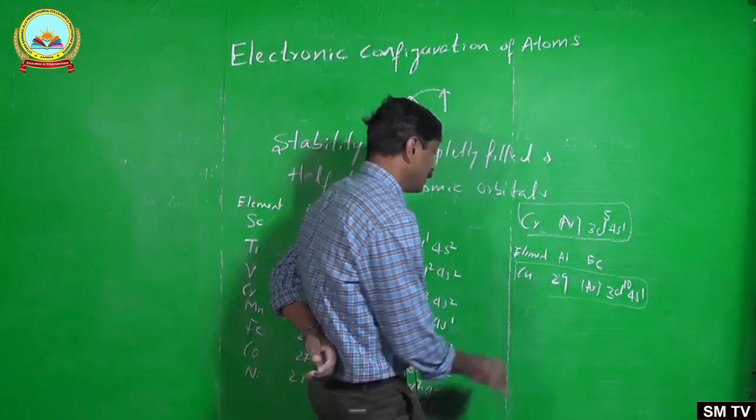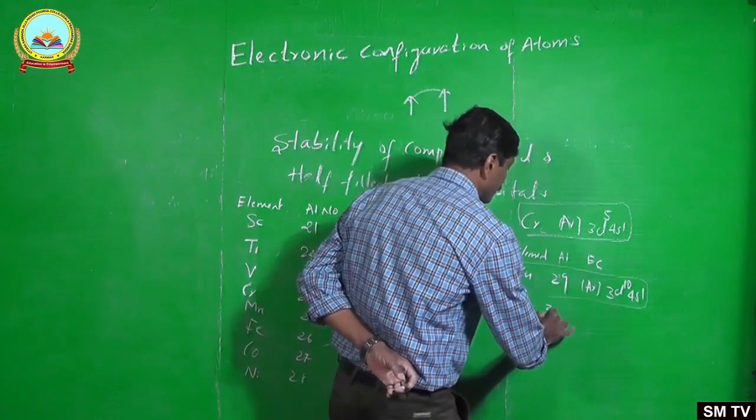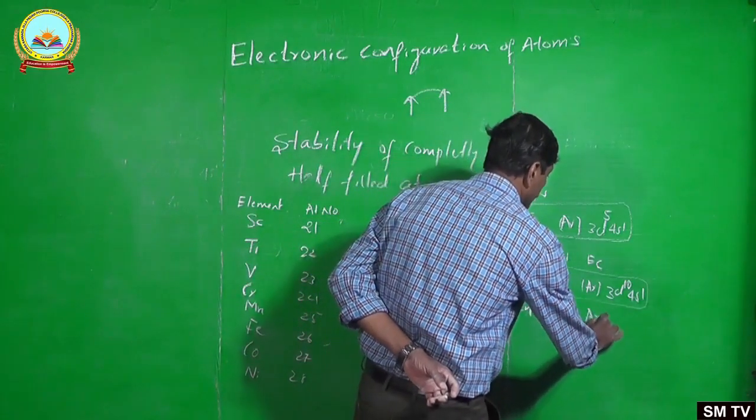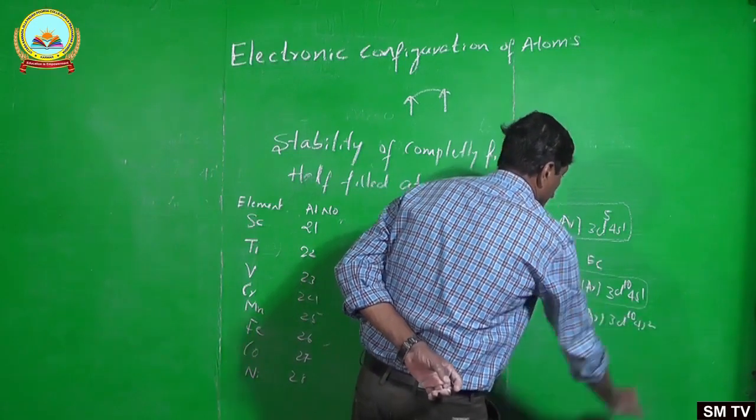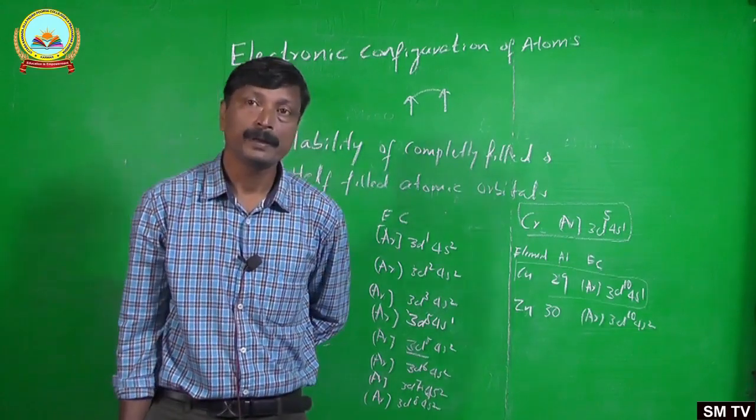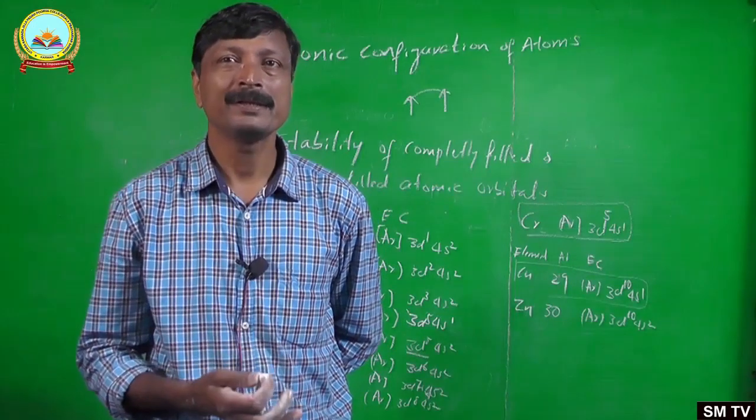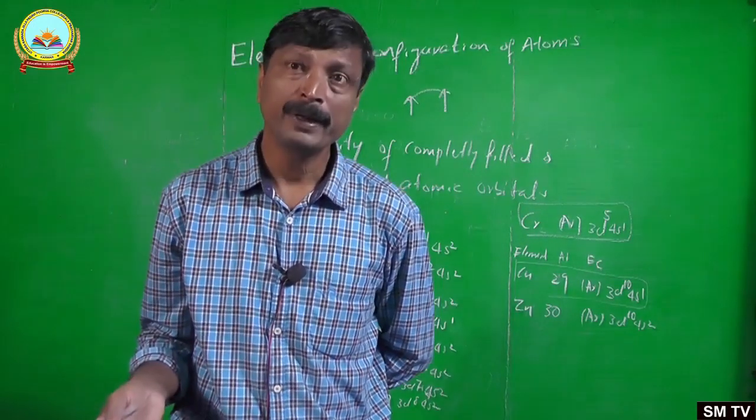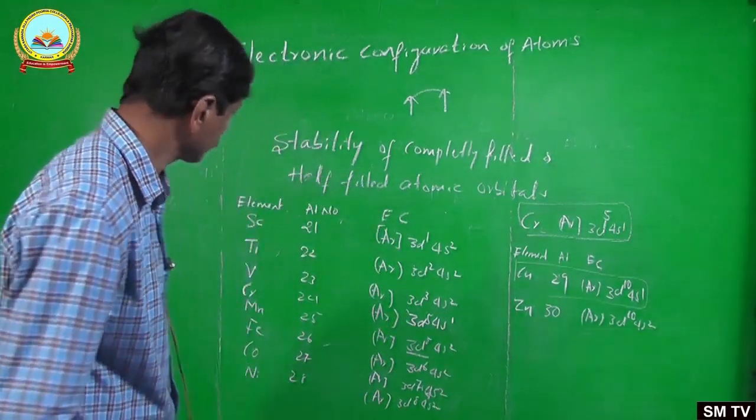After that, the last element in the 3d series is zinc, atomic number 30. Its configuration is argon 3d10 4s2. Once the 3d orbital is filled, the next orbital is the 4p orbital. How many electrons can it accommodate? Six electrons. What are these elements?